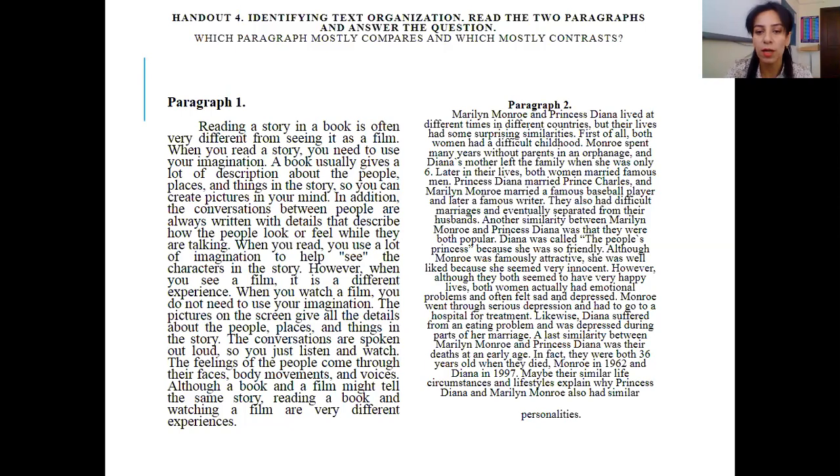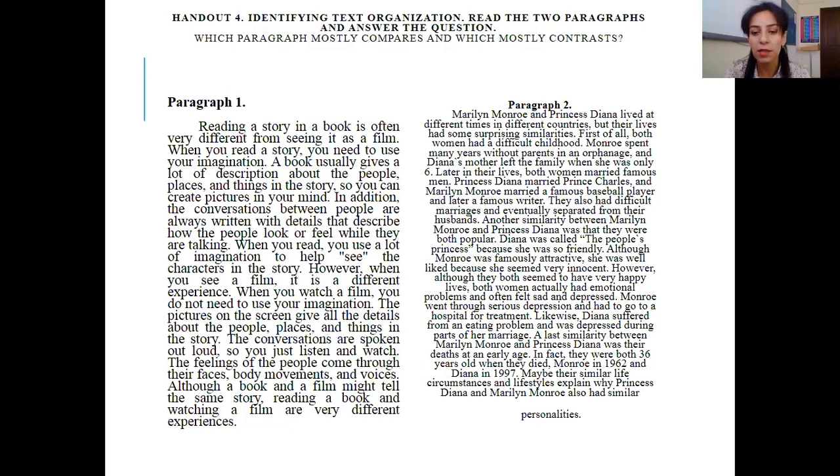Another similarity between Marilyn Monroe and Princess Diana was that they were both popular. Diana was called the People's Princess because she was so friendly. Although Monroe was famously attractive, she was well liked because she seemed very innocent. However, although they both seemed to have very happy lives, both women actually had emotional problems and often felt sad and depressed. Monroe went through serious depression and had to go to a hospital for treatment. Likewise, Diana suffered from an eating problem and was depressed during parts of her marriage.